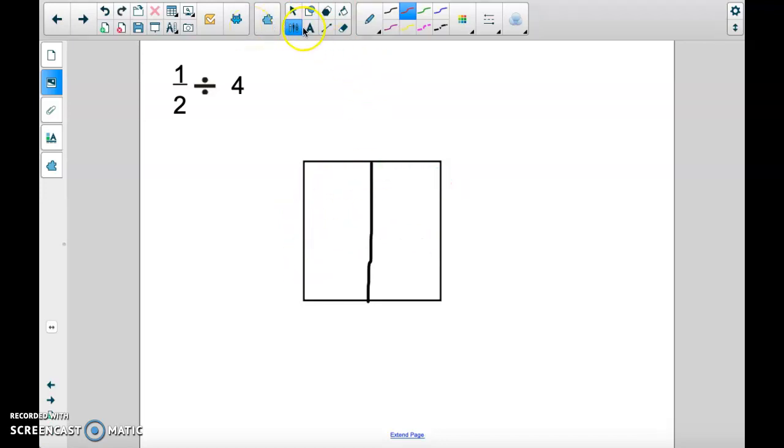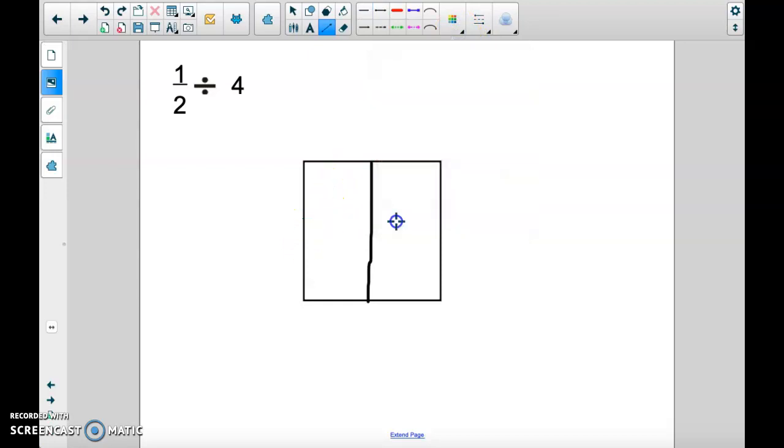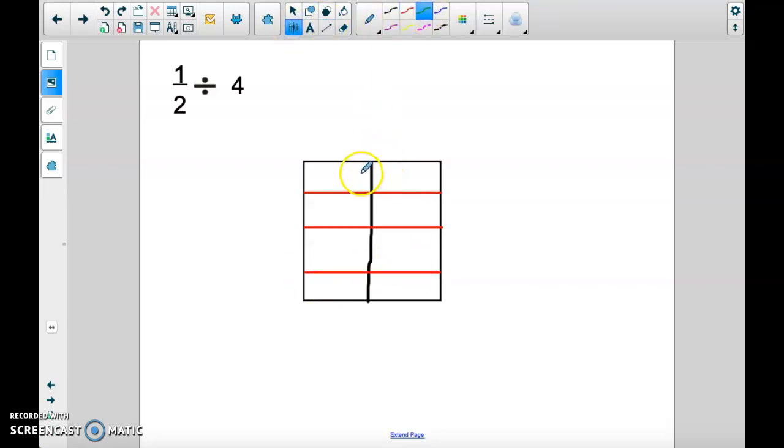And then I'm going to split my half into, let me do this with my cheating lines again. Split my half into fourths, okay? And then, how much is one of those pieces? Well, it'd be 1/8. And then that's it. That's all there is to it. Okay? So let's look at another one together.